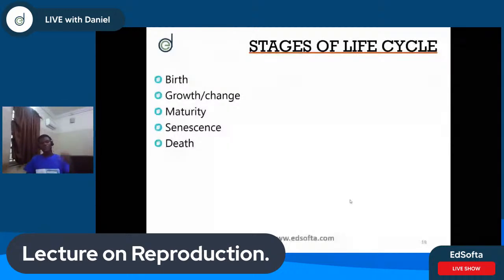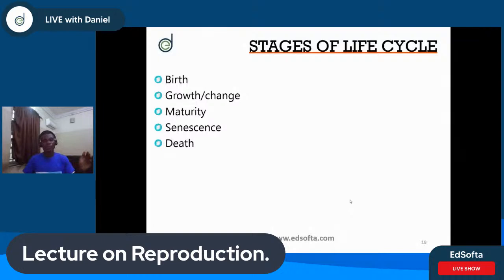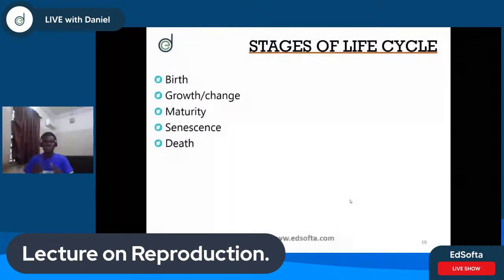Now, after the point of maturity comes senescence, which means the body deteriorates again, like a slope, a curve. Maturity is the apex point, then it goes down again. Senescence is a slight deterioration of everything. You begin to lose some cells, forget things like that. Then the organism dies. So these are the five stages of life cycle: the birth, the growth or change, maturity, senescence, and death.